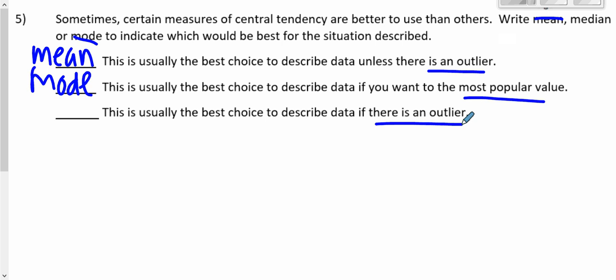And when our graph is symmetrical, then they're going to be about the same number. But if our graph is skewed or has an outlier, we said that the median is probably more accurate because it's least affected by that. So anytime you have an outlier, you want to go for the median, because your outlier is going to pull your mean either way up or way down.